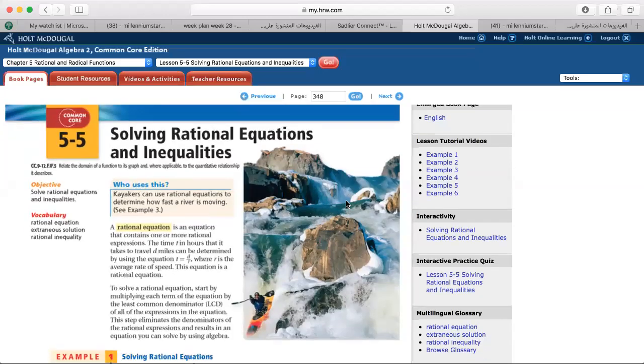Our lesson today is chapter 5, lesson 5 in Algebra 2, solving rational equations and inequalities. A rational equation is an equation that contains one or more rational expressions.